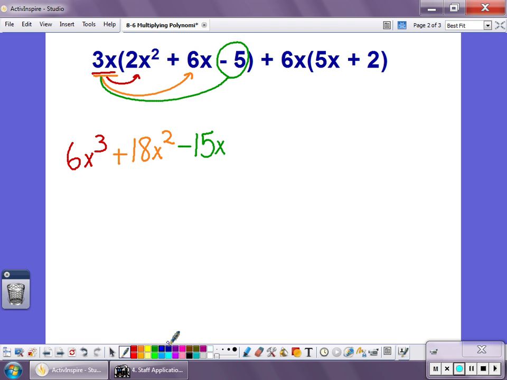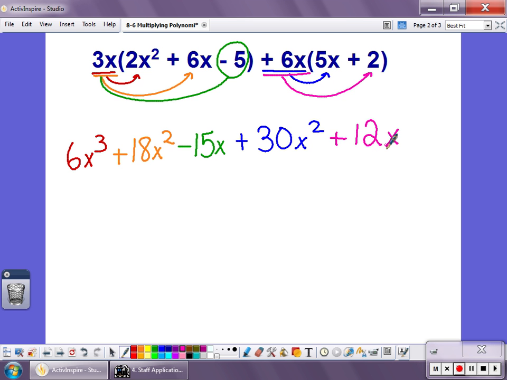But if I look at this problem, I notice I have another term here that will distribute to my second set of parentheses. So 6x times 5x gives me 30x squared. And then finally, 6x times 2 gives me 12x. Now it's time to look and see if there's anything that can combine together.